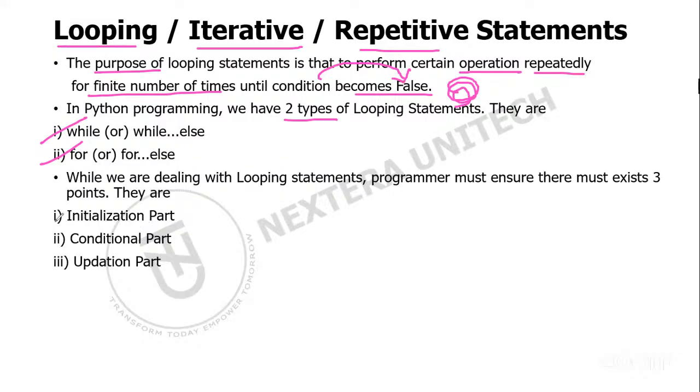What are they? Initialization part. We initialize, then conditional part. We'll also have a condition, and the third one is updation part. So these three points, we should keep in our mind, especially when we are dealing with loops, looping statements.